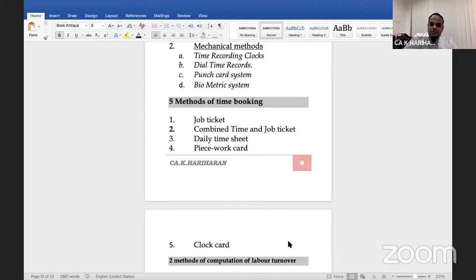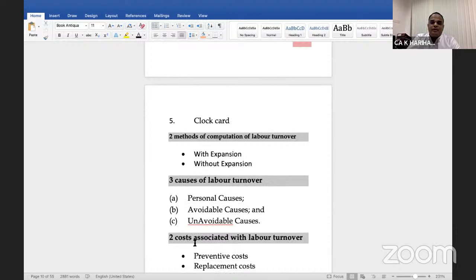Now, the next one is what? Two methods of computation of labor turnover. What do you mean by labor turnover? Labor turnover represents how many workers are coming and joining in my office and how many workers are moving out from the office. The number of workers coming into the office and going out is called labor turnover. That we have to express in terms of percentage.